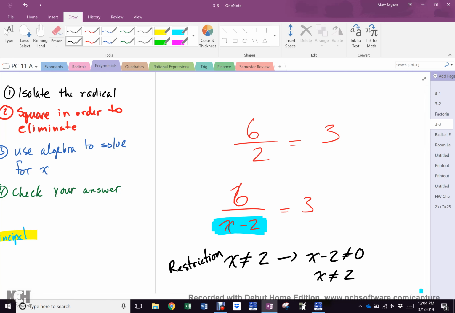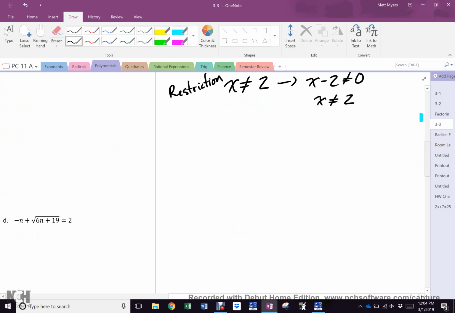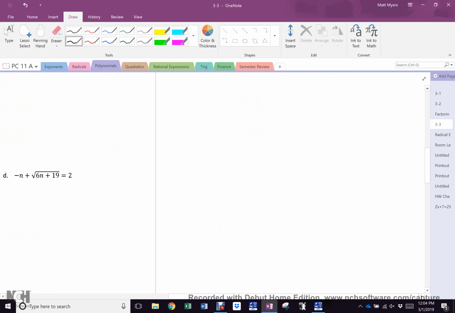All right, so now let me ask you this. Again, don't write this down. This is brain work. What is the square root of 9? The proper square root of 9. That's the principal square root of 9. What's the actual square root of 9? So it's plus or minus 3. The principal square root is positive 3, correct? That's our principal.